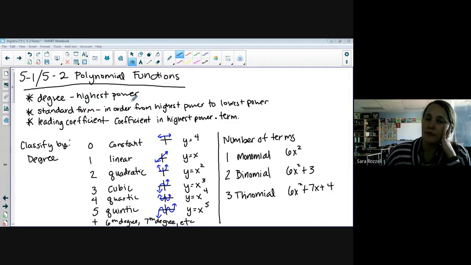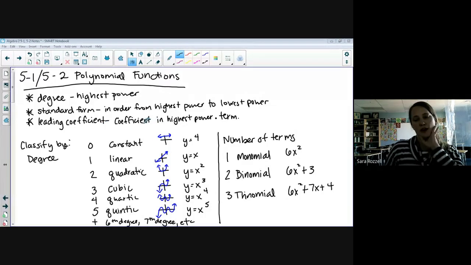Standard form of a polynomial is writing it from highest power to lowest power. So you start with your highest power term and you work your way down. That's like what we do in a quadratic, highest power all the way down to lowest power. And your leading coefficient is your coefficient in the highest power term. So if I were looking at this trinomial example here, my highest power is 2. The number that goes with that, the coefficient, is 6. So leading coefficient, coefficients are the big numbers in the front of your term that has the highest power.